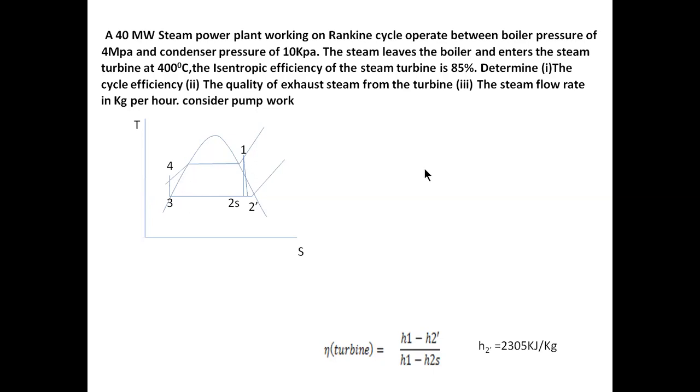Okay, but here I have not drawn a non-isentropic process for the pump, because he has not given efficiency for the pump. He has given efficiency only for the turbine. So 1 to 2 dash has the efficiency. Only the turbine has the efficiency.